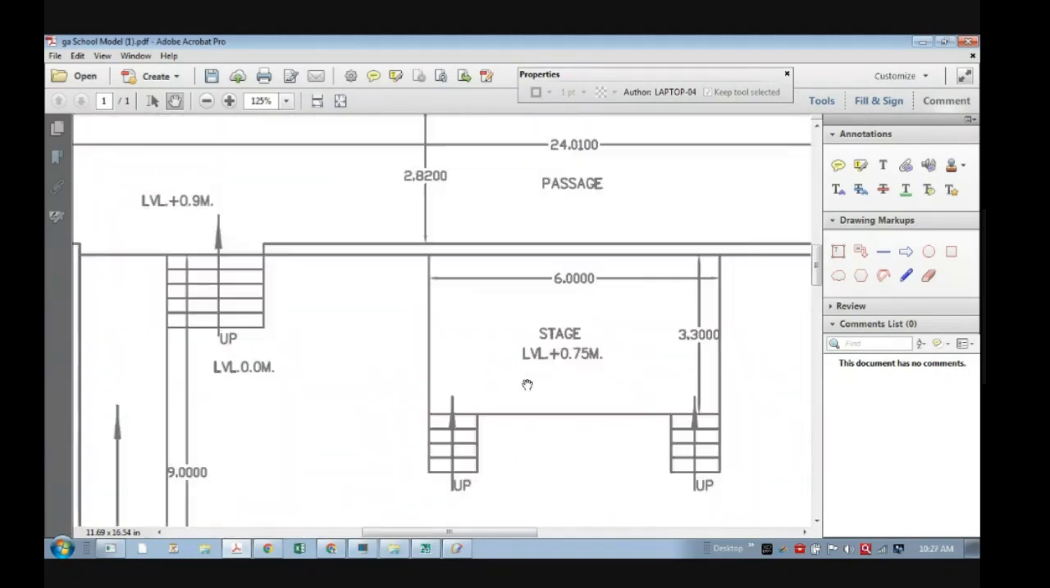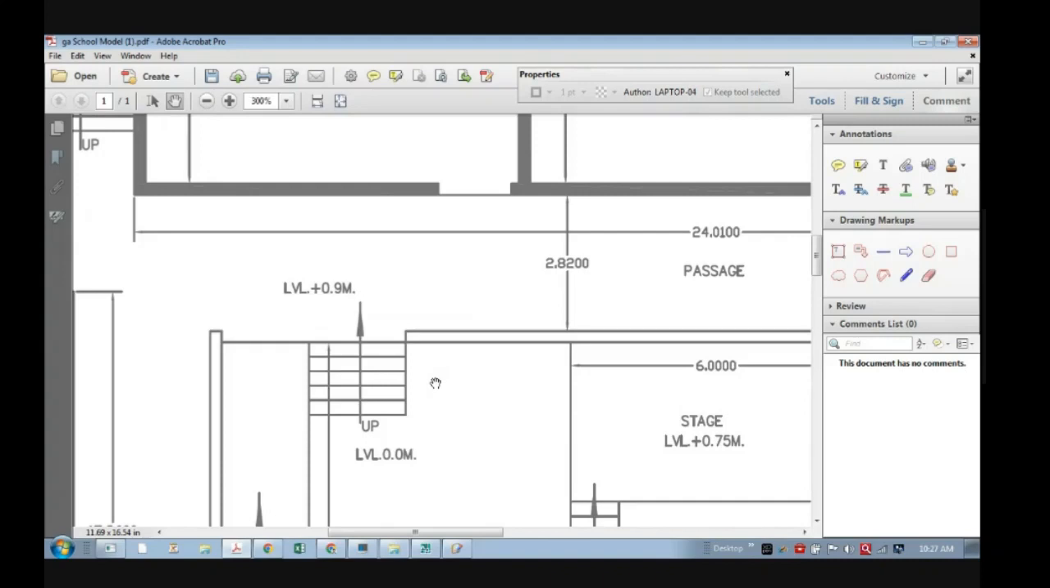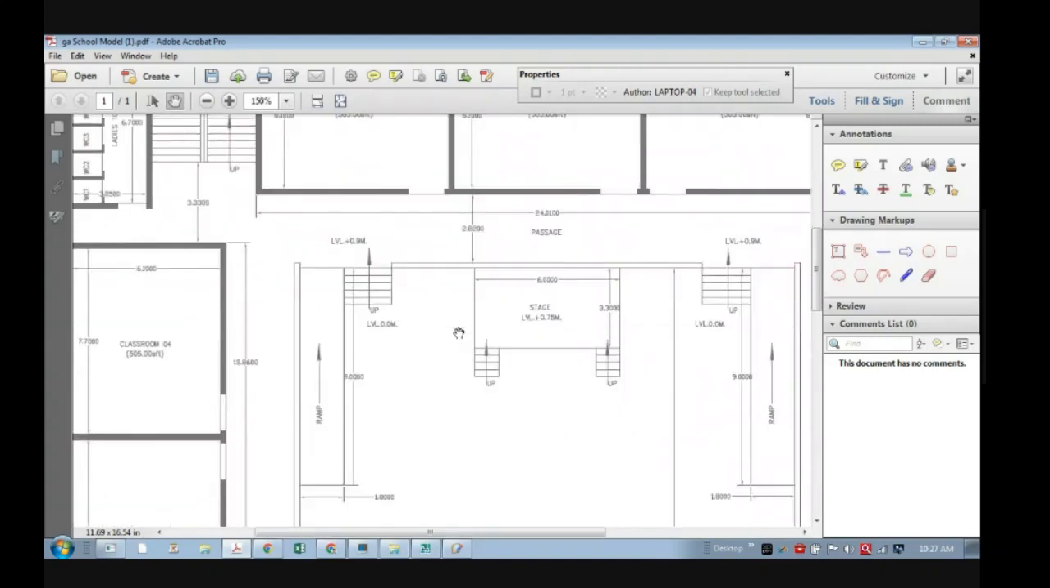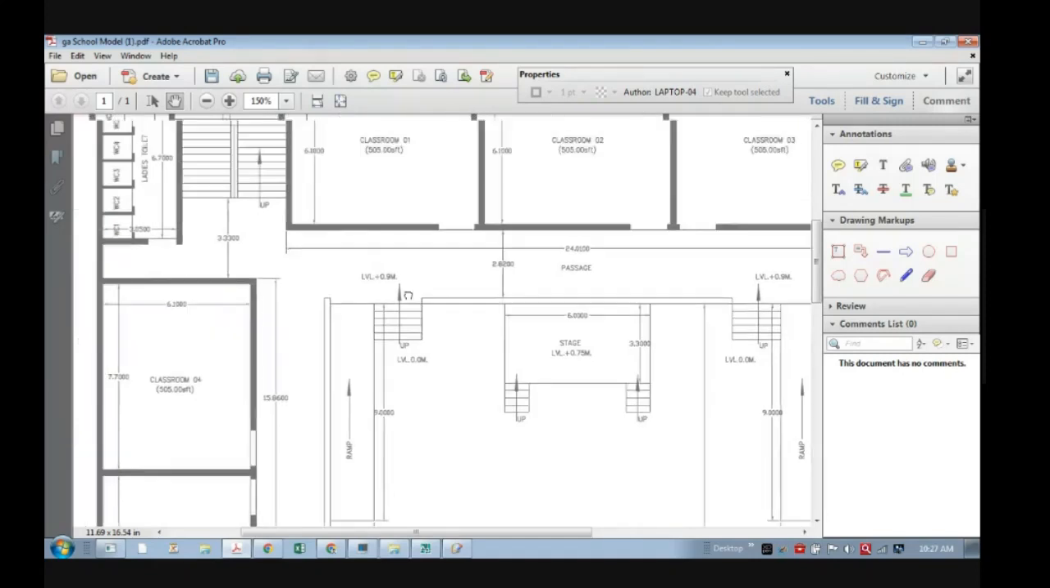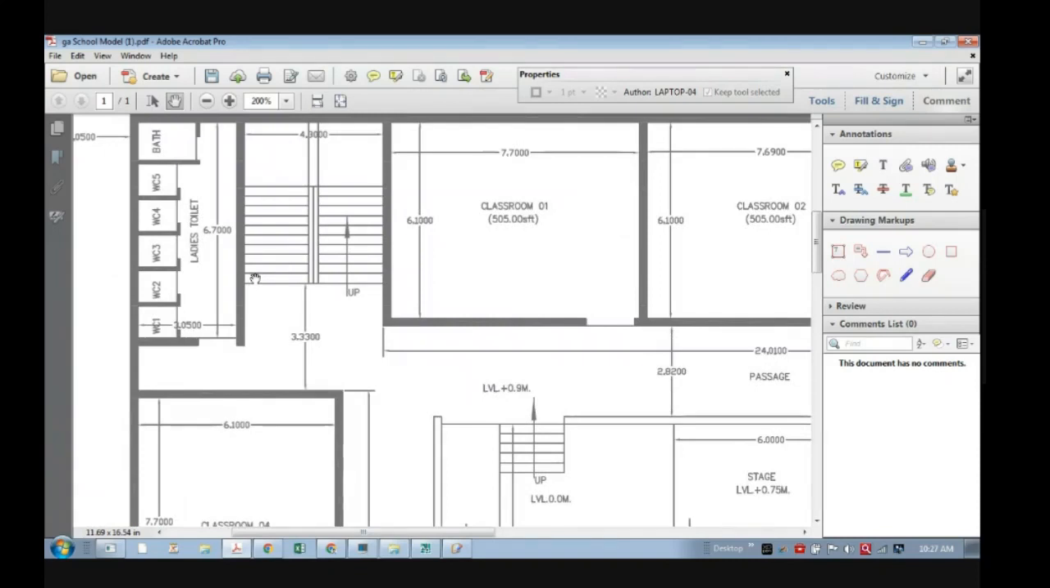Then there is a stage which is 0.75 meter. So how many steps are there? 1, 2, 3, 4, 5. So 5 steps, 5 into 0.15 is 0.75. Okay. Now, let's go here. Then again we will come back to that point.